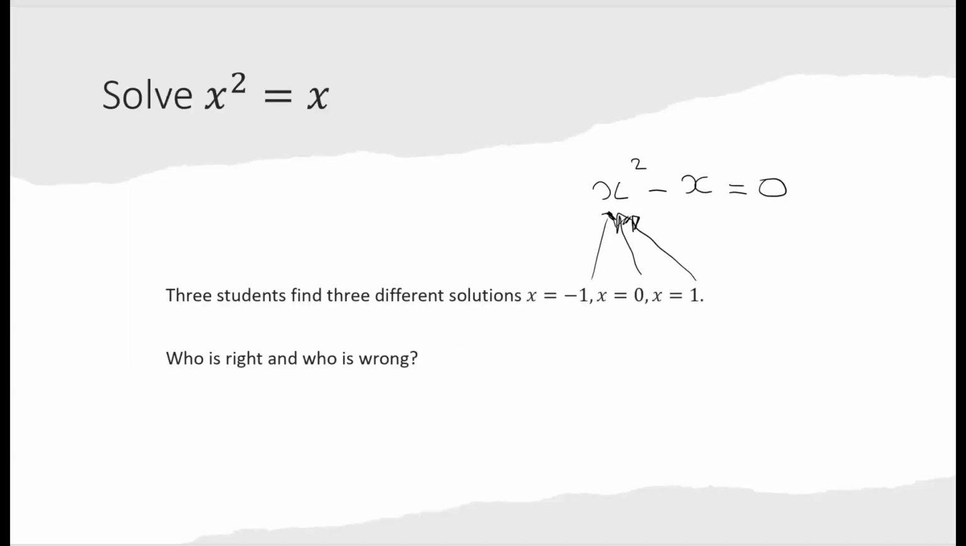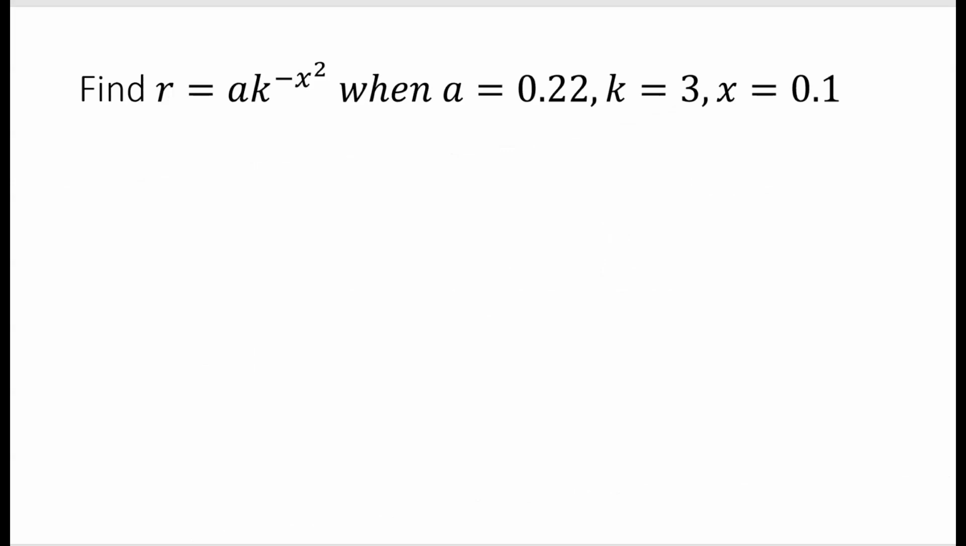Okay, so we've got a formula there. Find r equals ak to the negative x squared, when a is 0.22, k is 3, and x is 0.1.